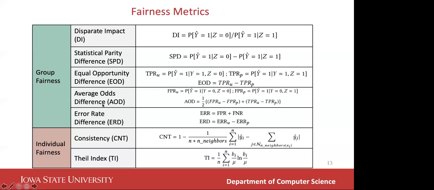Average odds difference, apart from the true positive rate, also accounts for the false positive rate. It measures the difference between unprivileged and privileged rates, and then takes the mean. Error rate difference accounts for the negative rates too. The error rate is the sum of the false positive rate and false negative rate, and error rate difference is the error rate of unprivileged minus the error rate of privileged. These two equations measure individual fairness. Next, we will measure each of these metrics on each of the models.